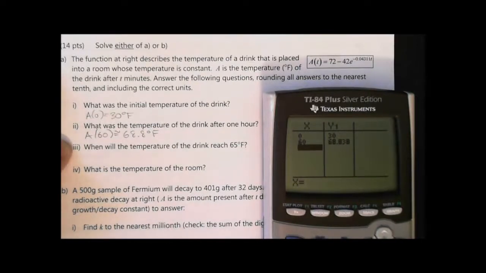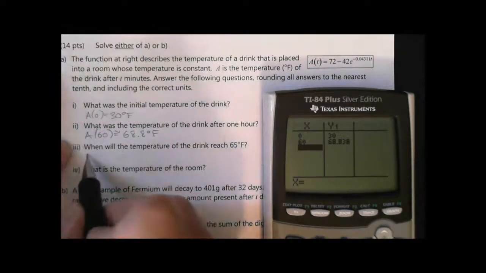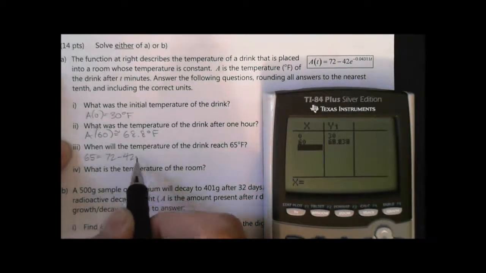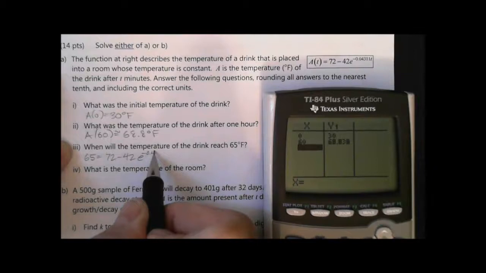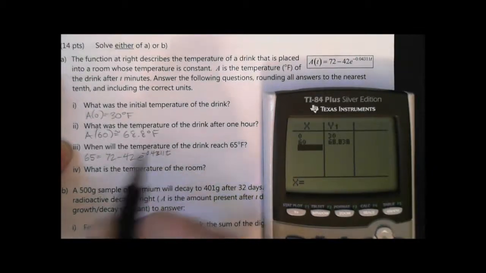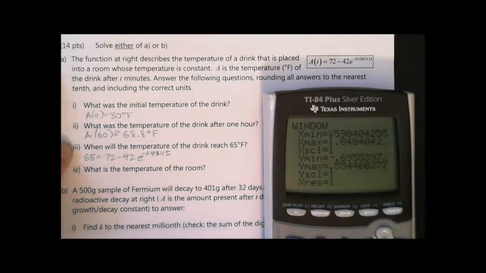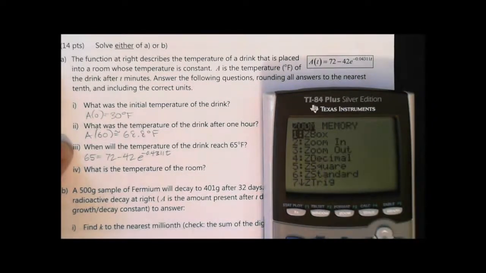When will the temperature reach 65 degrees Fahrenheit? Well, to do this, we need to solve the equation 65 is 72 minus 42 e to the minus 0.04311 t. We can do that algebraically, or we can do it in our calculator. And I'm going to go ahead and solve this in our calculator first. Now, I don't know the time involved, but I know my window could be from, say, 0 to, let's make it 2 hours, and I'm going to use Zoom Fit, Zoom 0.